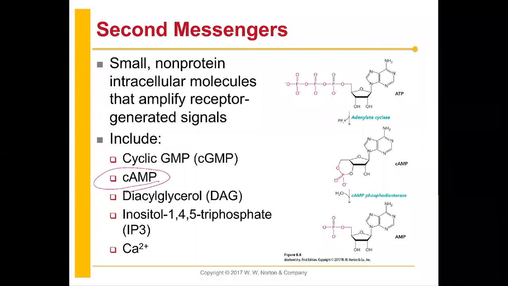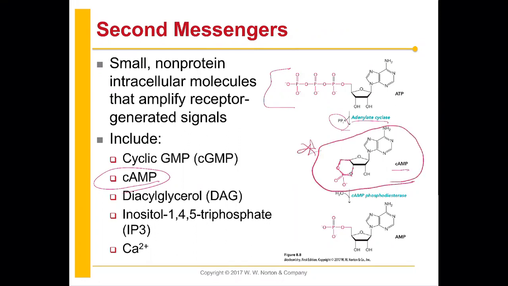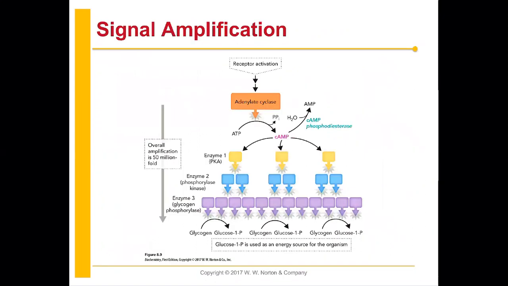So let's talk a little bit more about cyclic AMP. Here's our structure on the side. We start out with ATP and through adenylate cyclase, we have a loss of 2 of our inorganic phosphate groups, and then we have a cyclic molecule that results. This is why we call it cyclic AMP. Cyclic AMP can then be converted to AMP, but this molecule right here has a huge effect on the cell. So let's talk about what that effect is.